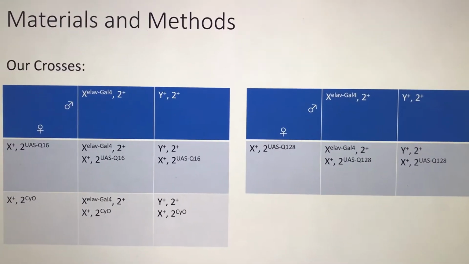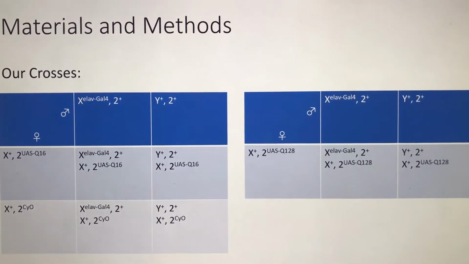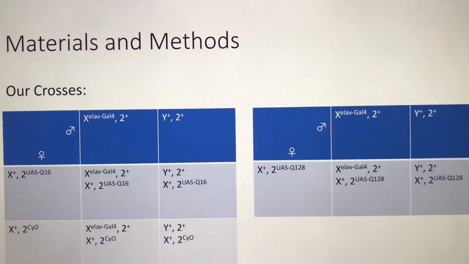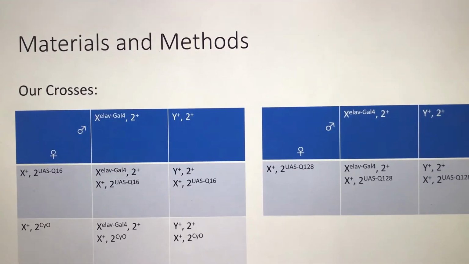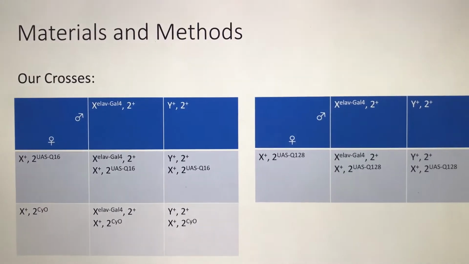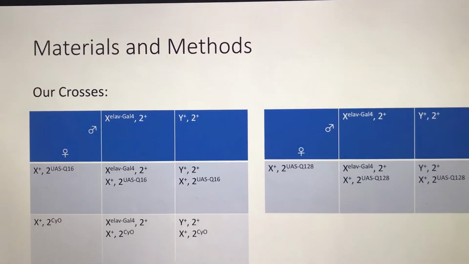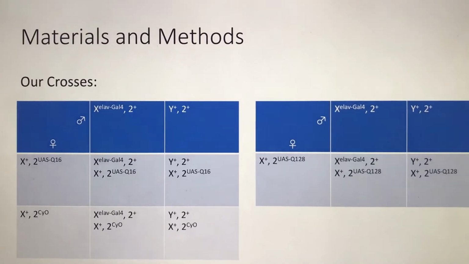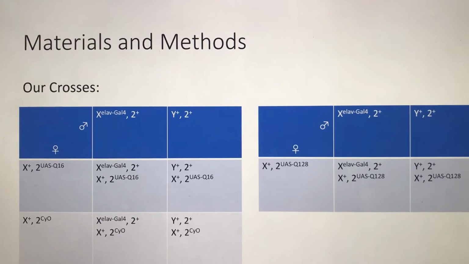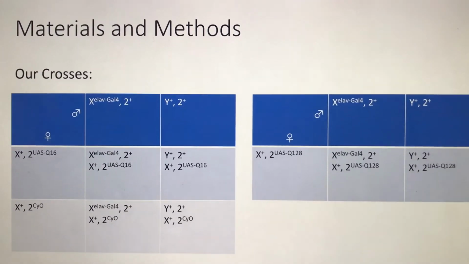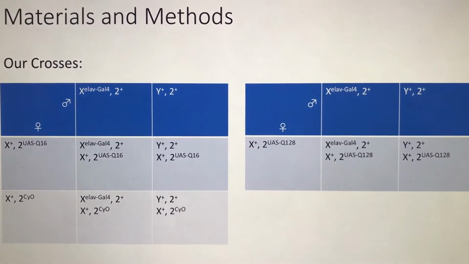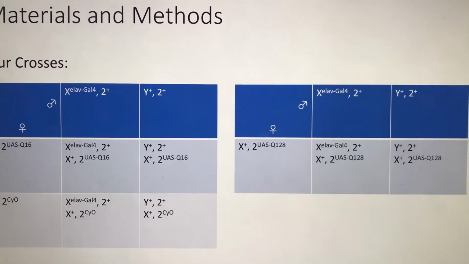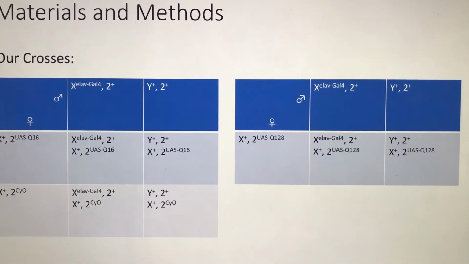On the left, we have Q16 crosses. The only ones that are expressing are in the middle, which are female straight-winged flies. Female curly-winged flies have no expression as they hold a balancer gene, and male flies do not hold the ELAV GAL4 to have expression of the Huntington's gene, while Q128 expression is only in the female flies.